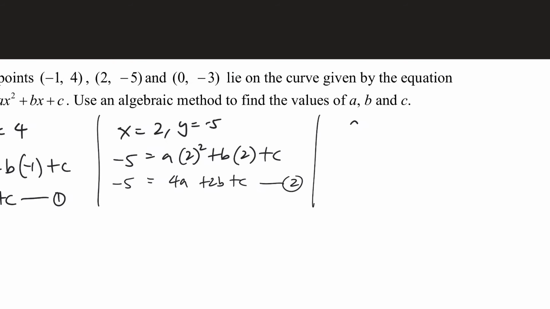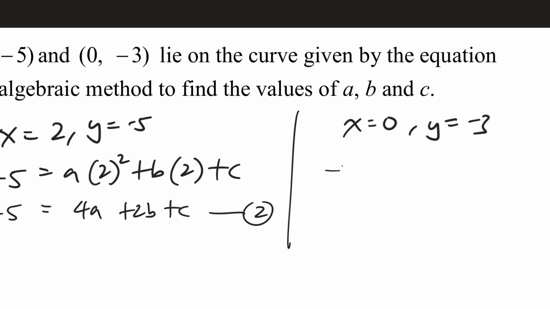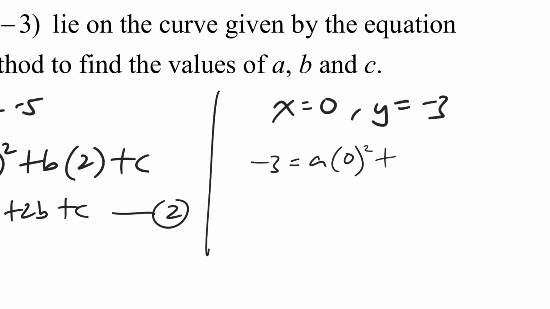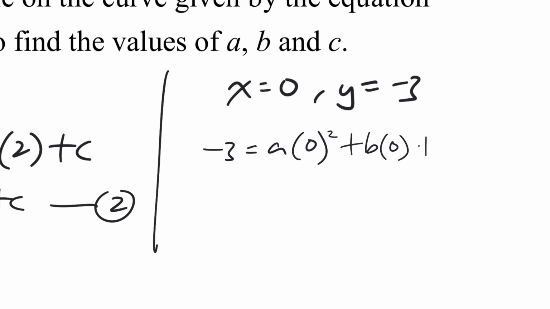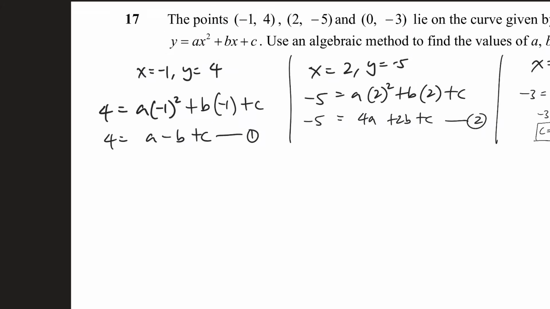And then finally we have when x equals 0, y equals -3. So -3 equals A times 0 squared, which is still 0, plus B times 0, plus C. Anything times 0, or 0 squared, is still 0, so immediately we get our first value: -3 equals C, or we can say C equals -3. Wonderful. C equals -3, let's sub it in.